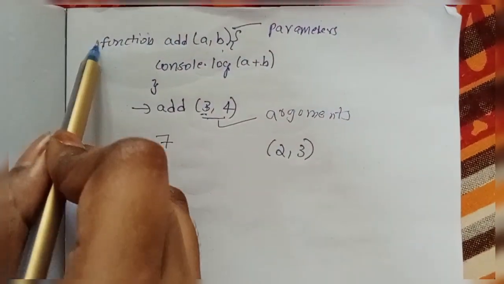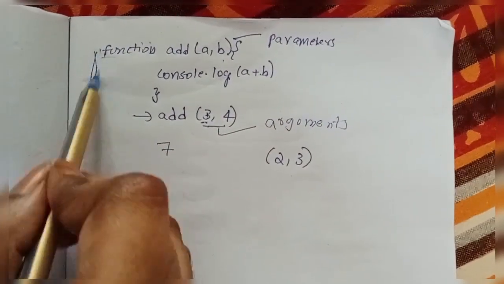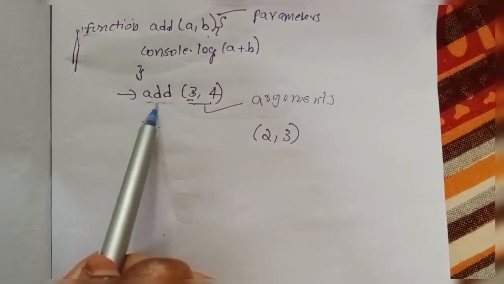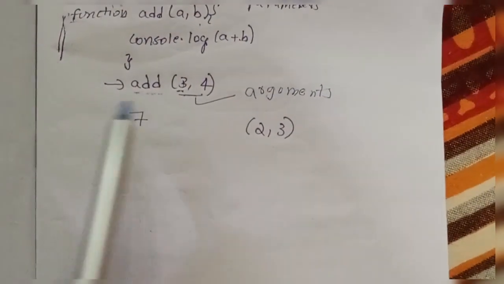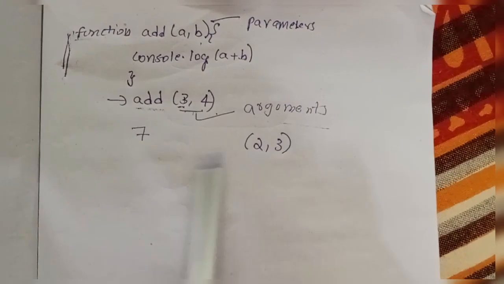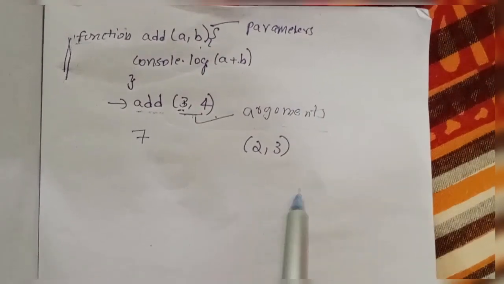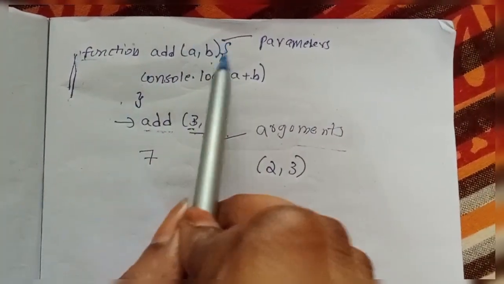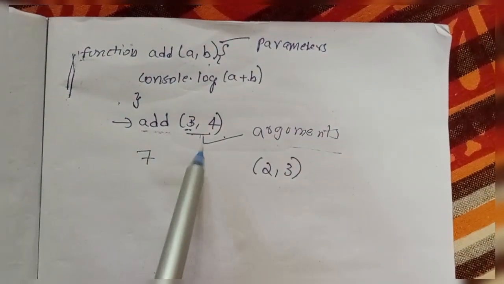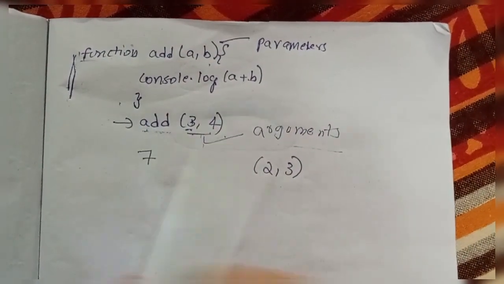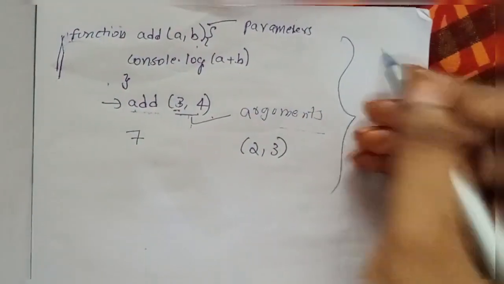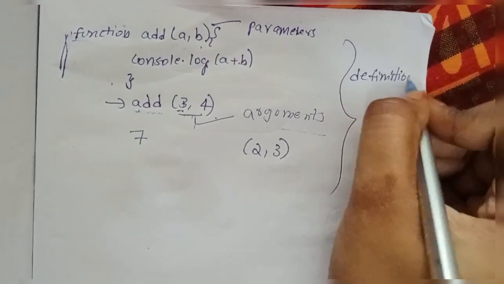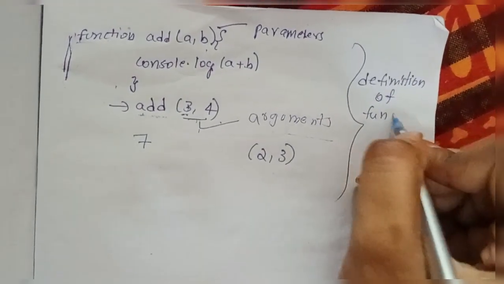So this is called the function definition. When I'm calling this, it is called a function call. In this function call, 3 and 4 are arguments. If we change them to 2 and 3, these are also called arguments. This is the body. These are the parameters. These are the arguments. This is function calling. And this total is the definition of the function.